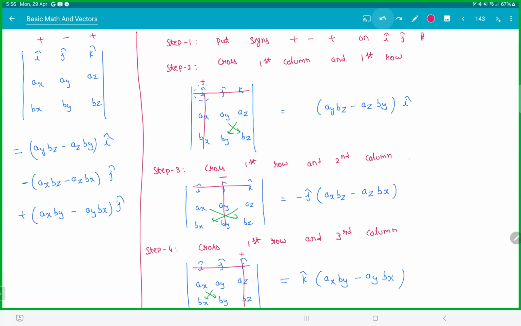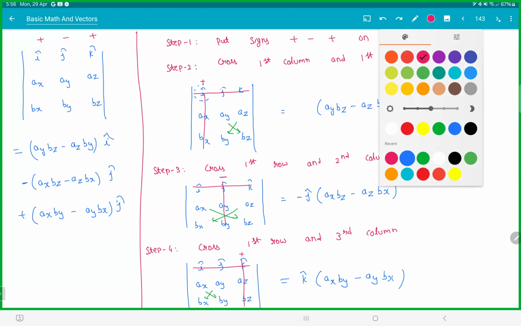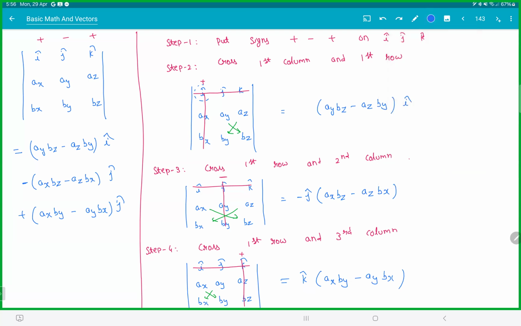And this is how you solve. Please have a look at the steps. We will do 1 or 2 problems to get the hang of it. If you got this, cross product is done. There's nothing in the concept. You should just know how to do a 3 into 3 determinant. If you know that, there is nothing in the cross product. Unlike the scalar dot product, there's really not much.